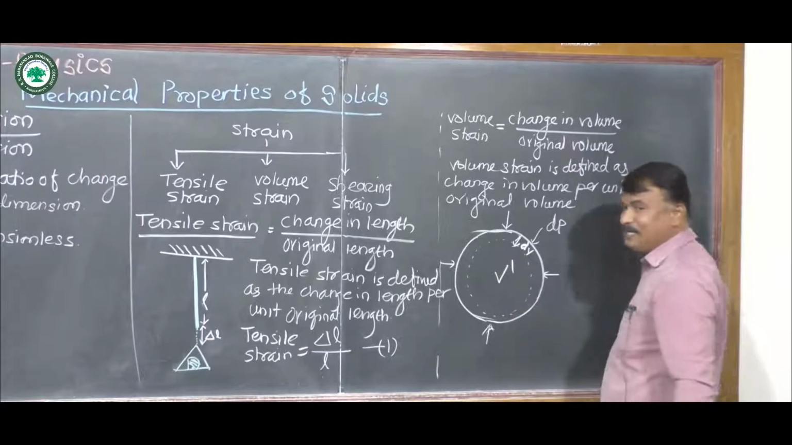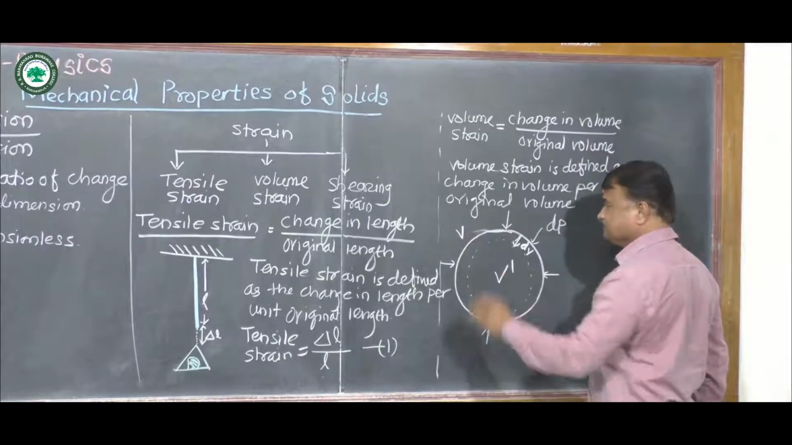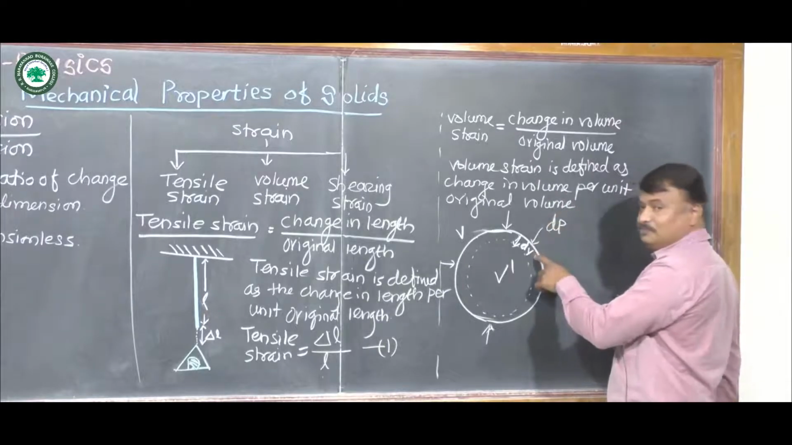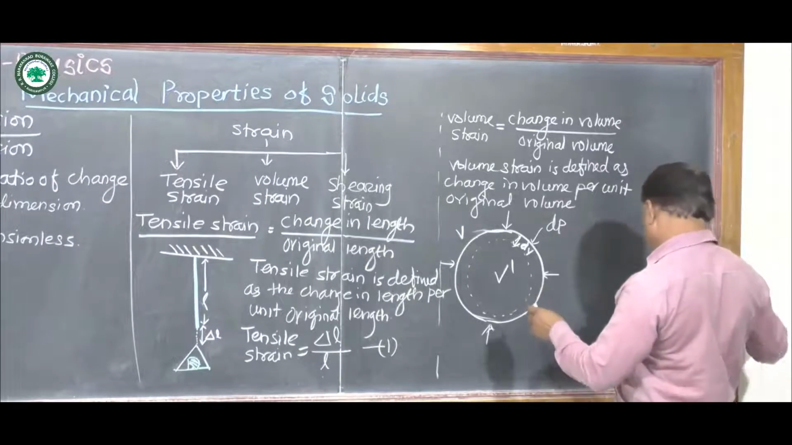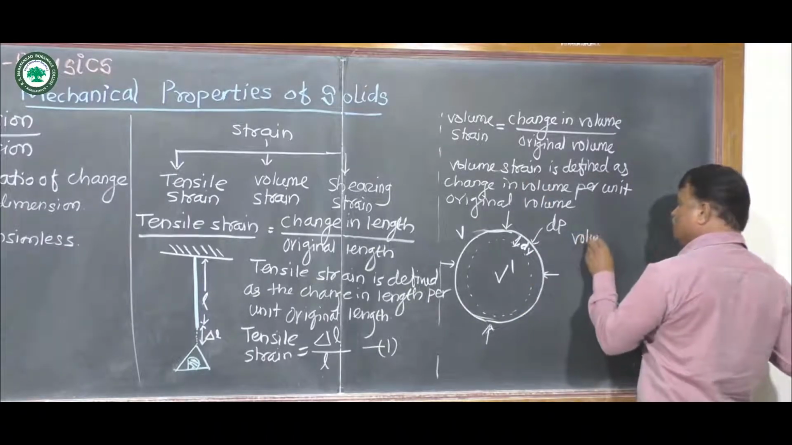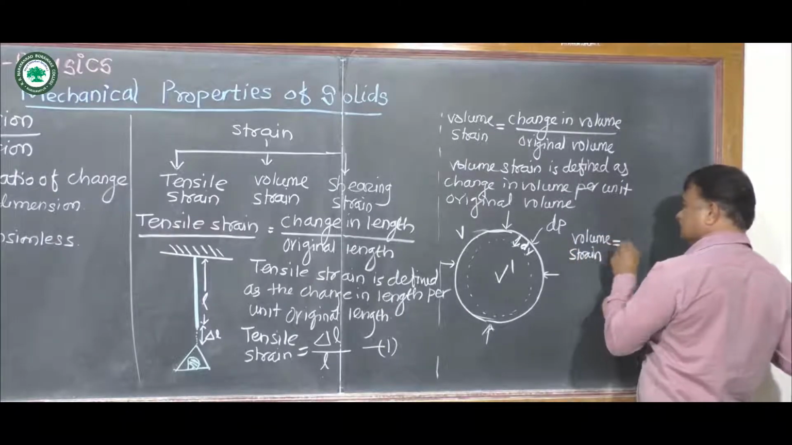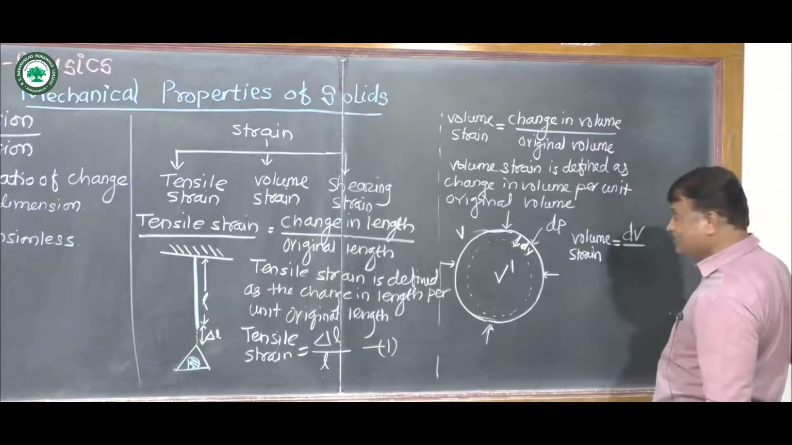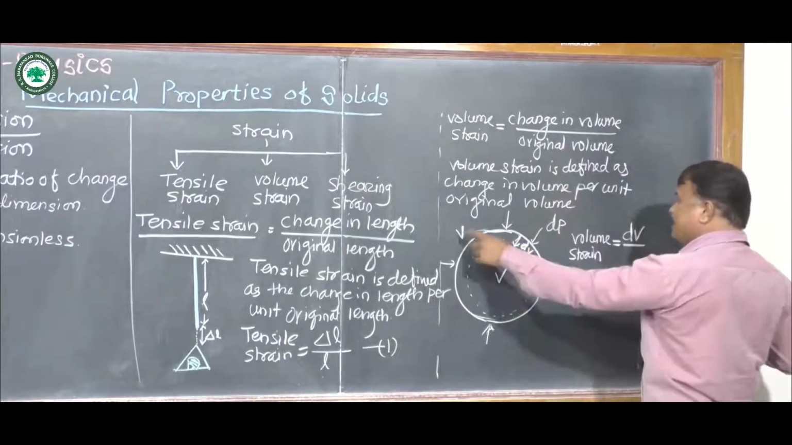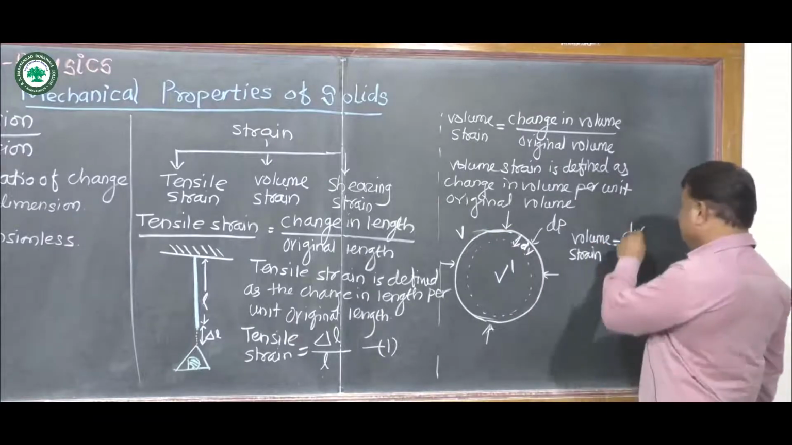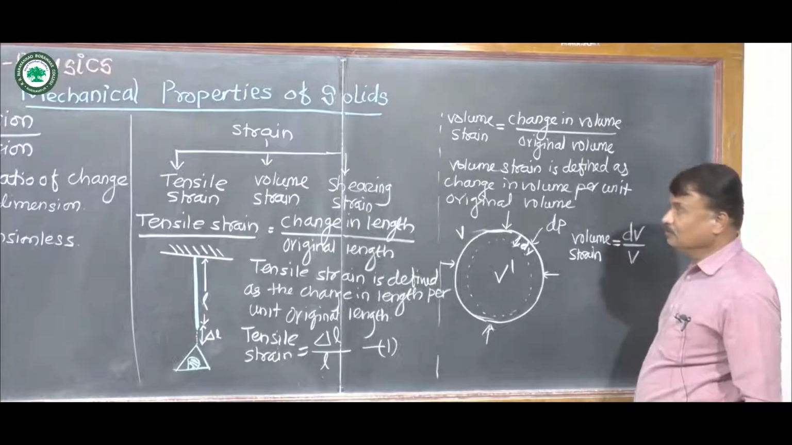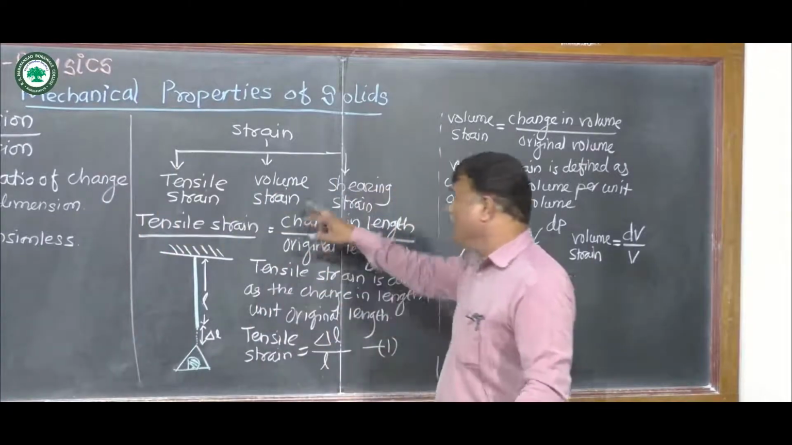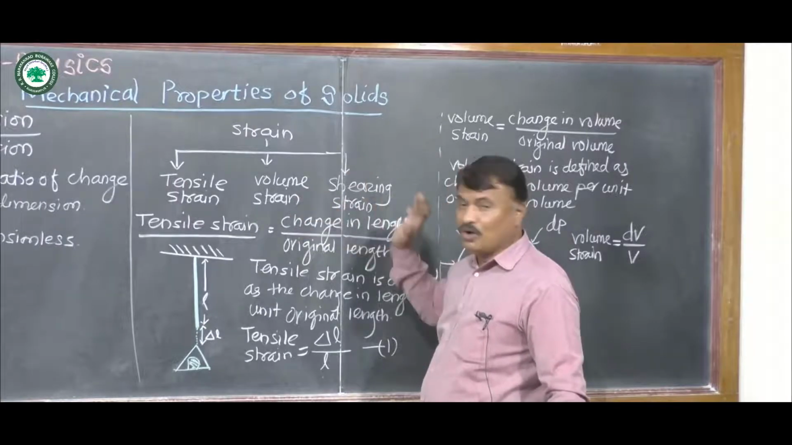Now in that case, new volume will become V dash and original volume of balloon is V. So due to that pressure dP, there is change in the volume which is given by dV. So according to formula of volume strain, we get volume strain equal to change in the volume. In this case, change in the volume is given by dV, which is very small, and original volume is given by V. So we get volume strain is equal to dV by V. So in case of volume strain, we can say that deformation consists of change in the volume, then corresponding strain is called as volume strain.